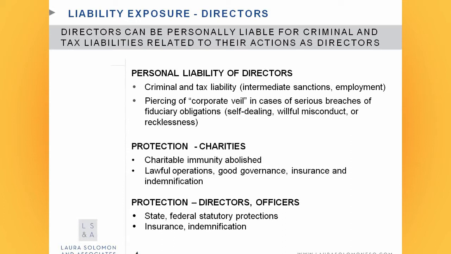So at the outset, I will tell you that directors and officers of charitable organizations can be personally liable for criminal actions, that is their own negligent and reckless actions, and also tax liabilities related to their actions as directors. So that's important to recognize. I don't want to overstate it, but there's a reason why people are concerned about liability, and that's legitimate. That said, there are protections built into the statutes, both at the federal level and also at the state level, which are intended to shield directors and officers from liability, because after all, we do want people to serve on nonprofit boards.